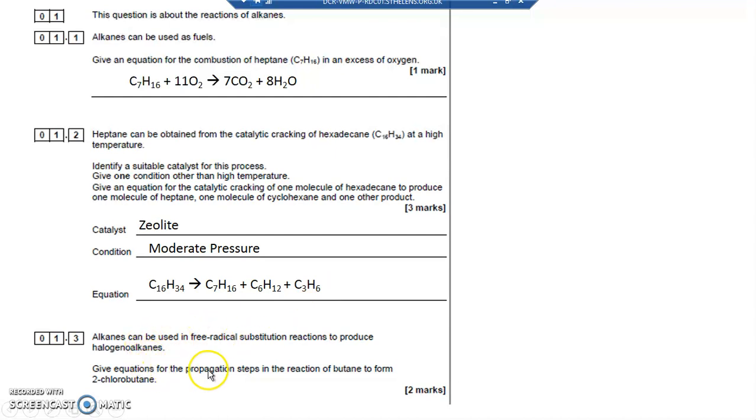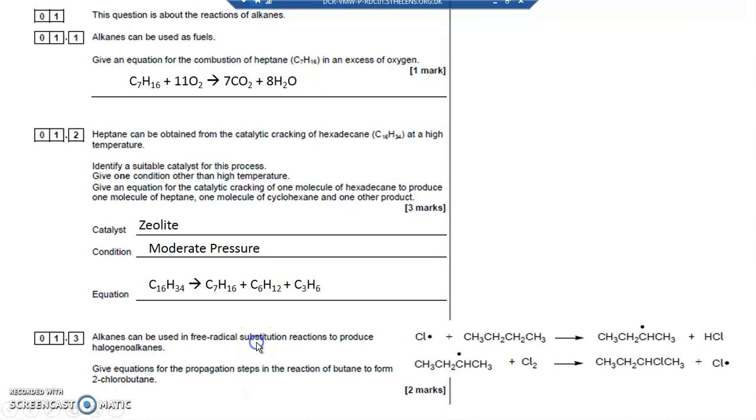Alkenes can be used in free radical substitution reactions to produce haloalkanes. Give equations for the propagation steps in the reaction of butane to form 2-chlorobutane. So I've got Cl dot, and I've got butane, CH3CH2CH2CH3. You always make HCl, always, and then that tells you what else you can make.